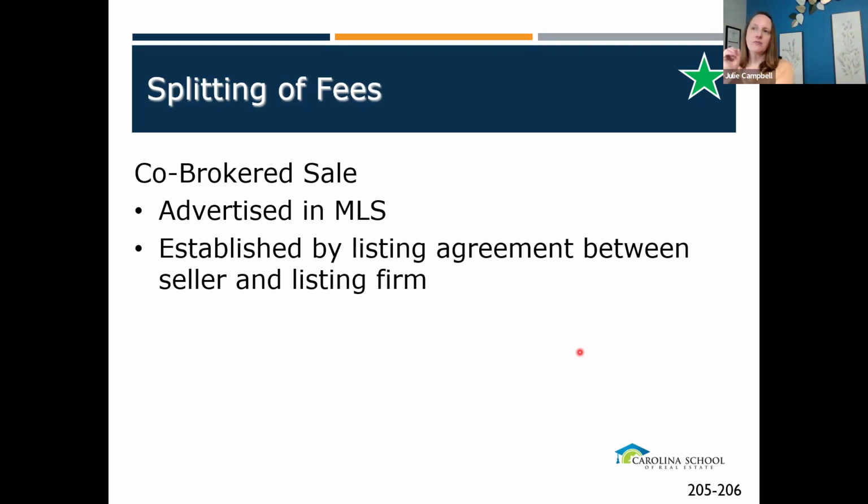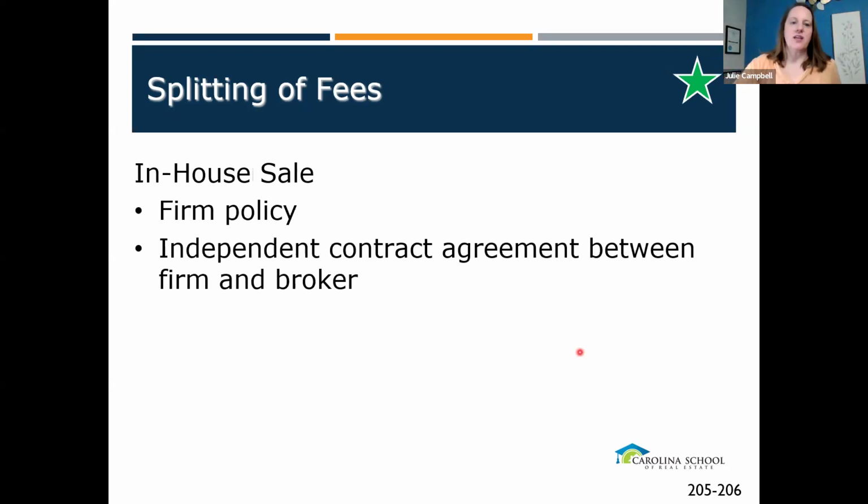At some point in that listing appointment, the seller's going to ask, what do you charge? When you say my firm charges X amount, the next question out of their mouth is going to be, will you reduce your commission? And how you respond to that is per your firm's policy. As we said, if it's an in-house sale, dual agency, the firm's policy will dictate how each agent will get paid. That's where your independent contractor agreement comes in.